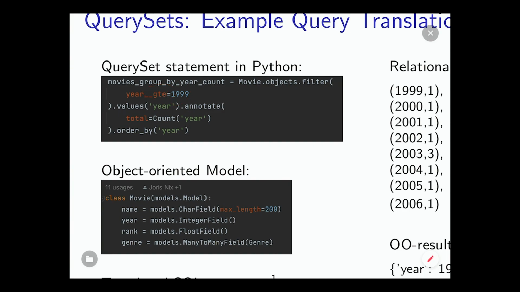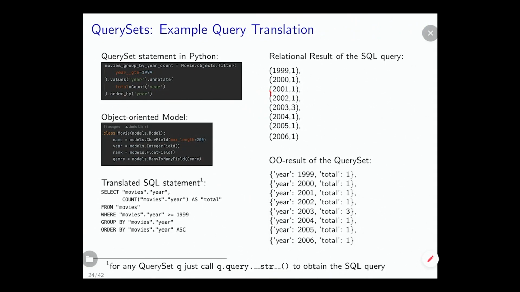Then I go back from an object-oriented representation to a more JSON-style representation within the query by saying values, give me the values of the year column, and then I annotate it by a count. So basically this is doing the grouping. It's pretty weird, I know. Maybe we first look at the SQL query, what I'm trying to do here. What I'm trying to do is something like that.